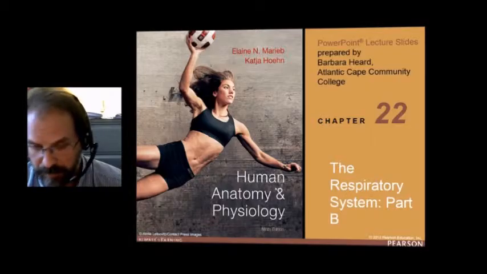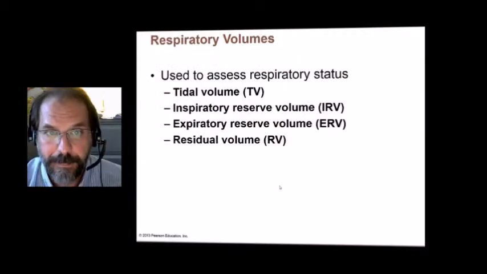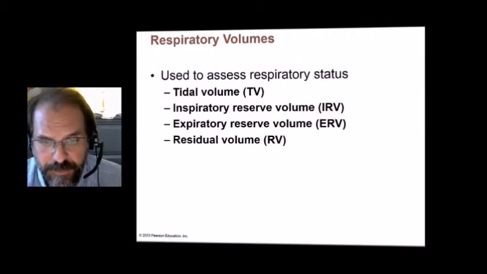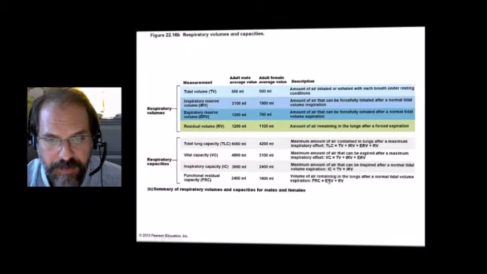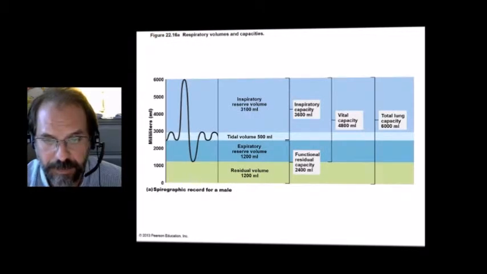All right, here we are in part B now. So this first part deals with some concepts that are more applicable to lab, really. It talks about the amounts of air that we ventilate in and out of the lungs, and so that's broken down in this chart. Let me show you a different graph. This is one I like better.